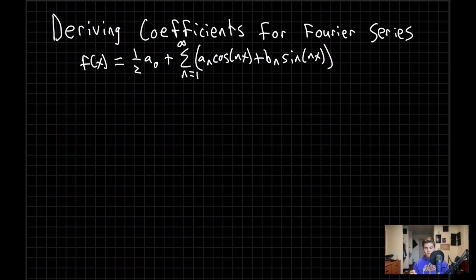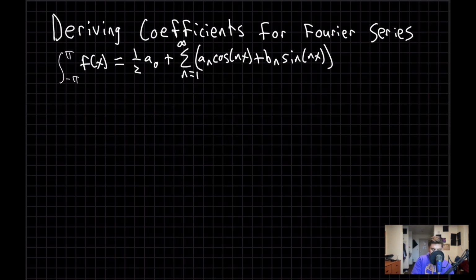So how can we find what a naught is, what a n is, and what b n is? It's actually really cool what we can do. The first thing we're going to do is integrate over a full interval from negative pi to pi on both sides. So we did that.